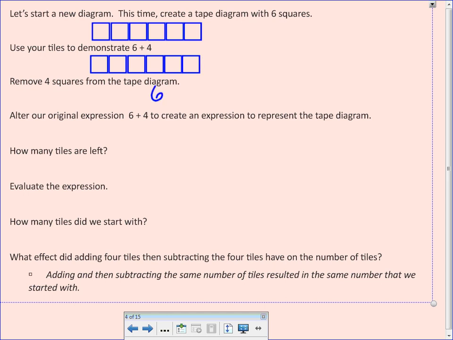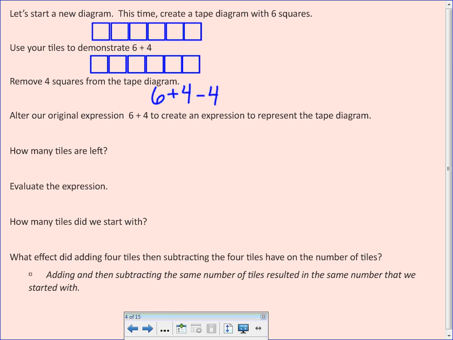So I had 6. How many did I have? I had 6. I added 4. But then I took away 4. So how many tiles are left? 6. So if I evaluated it, what's my answer? 6. How many tiles did we start with? 6. So I had 6, added 4, took 4 away. So that left me with my original number.